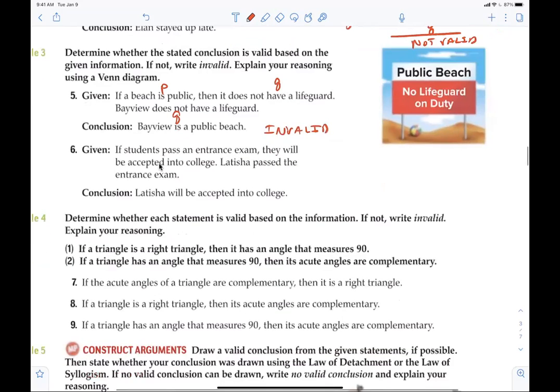So number 6. If a student passes the entrance exam, they will be accepted to college. Letitia passed the entrance exam. That's P. So valid. That's easy.